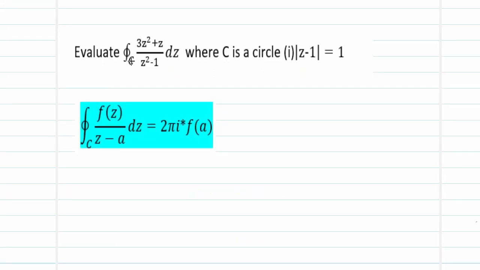We'll evaluate the value of the integral over C of (3z square plus z) by (z square minus 1) dz, where C is going to be the circle mod z minus 1 is equal to 1. So the first point is to recollect the formula.